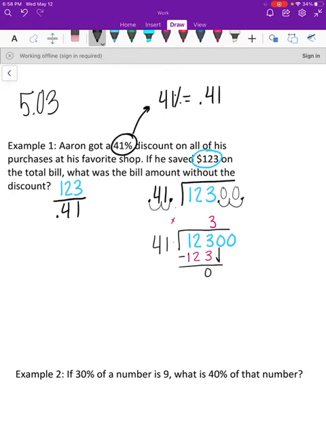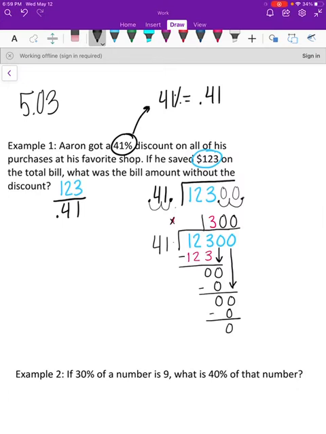We're going to bring down this 0 here. 41 goes into 0 0 times. 0 times 41 is 0. 0 minus 0 is 0. Bring down this 0. 41 goes into 0 0 times. 0 times 41 is 0. 0 minus 0 is 0.